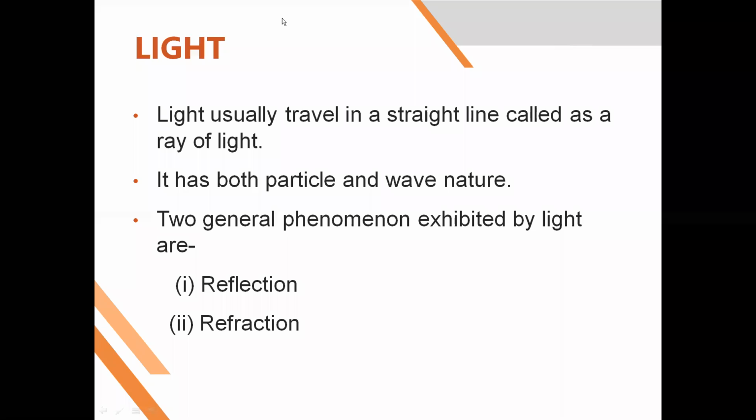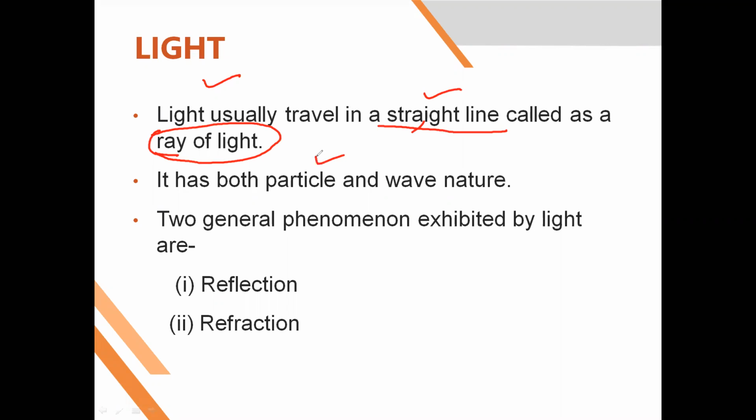So light is a ray. It is a ray which travels in a straight line, and so we call it a ray of light, as it is traveling in a straight line. It is also said that light has both particle and wave nature. That is, it travels like a particle but in a form of a wave.